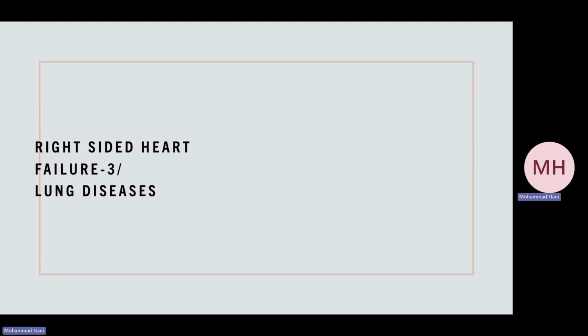Then moving on to right-sided heart failure because of lung diseases. See, underlying mechanism by which right-sided heart failure occurs is essentially due to pulmonary hypertension. So pulmonary hypertension is the main thing you need to know about right-sided heart failure because that's the main thing what's going to cause the right ventricular hypertrophy and the perfusion demand mismatch, and then the myocardial infarction. But the etiology of how the hypertension develops can differ.